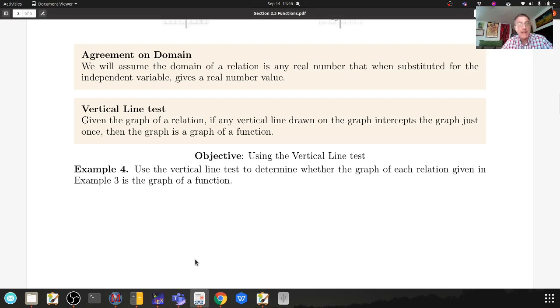The vertical line test. So this is a beautiful thing. You'll use it a million times. Isn't there an easier way to determine if I'm given the graph of a function?